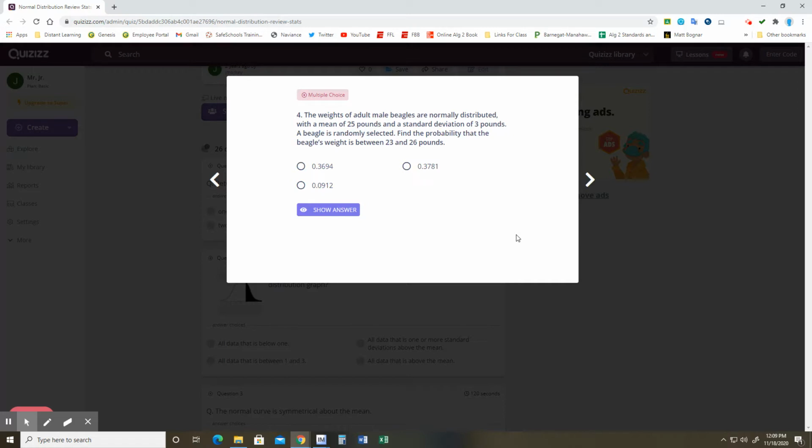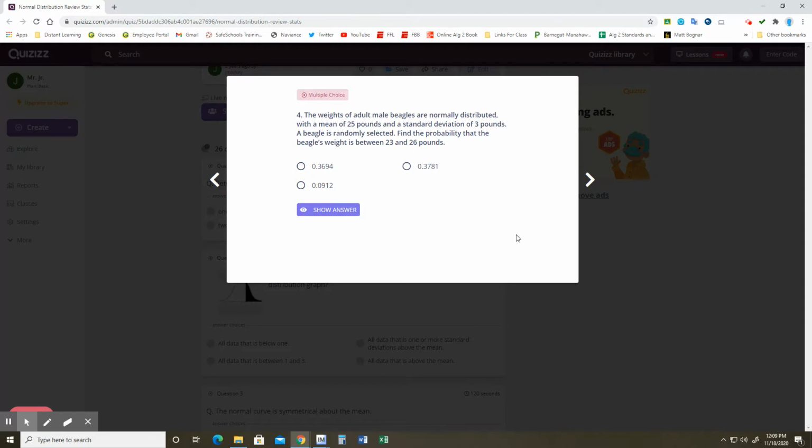Number 4, now we're getting into some details. The weights of adult male beagles are normally distributed with a mean of 25 pounds and a standard deviation of 3 pounds. Now I'm going to write down some of this information. Mu is equal to 25, sigma is equal to 3. A beagle is randomly selected. Find the probability that the beagle's weight is between 23 and 26 pounds.